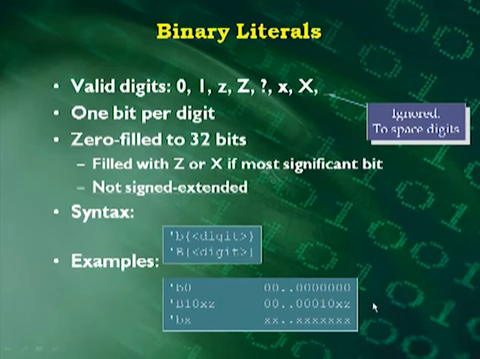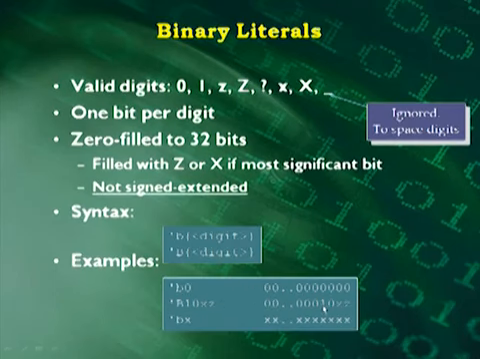And now here's another example where we have 'B10XZ. So we see the 10XZ, and then it's extended to 32 bits also.